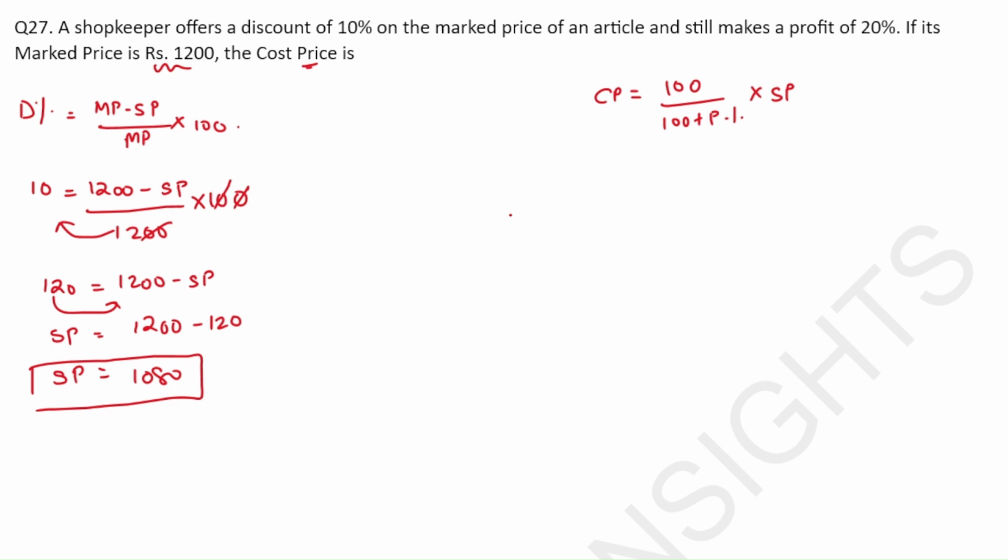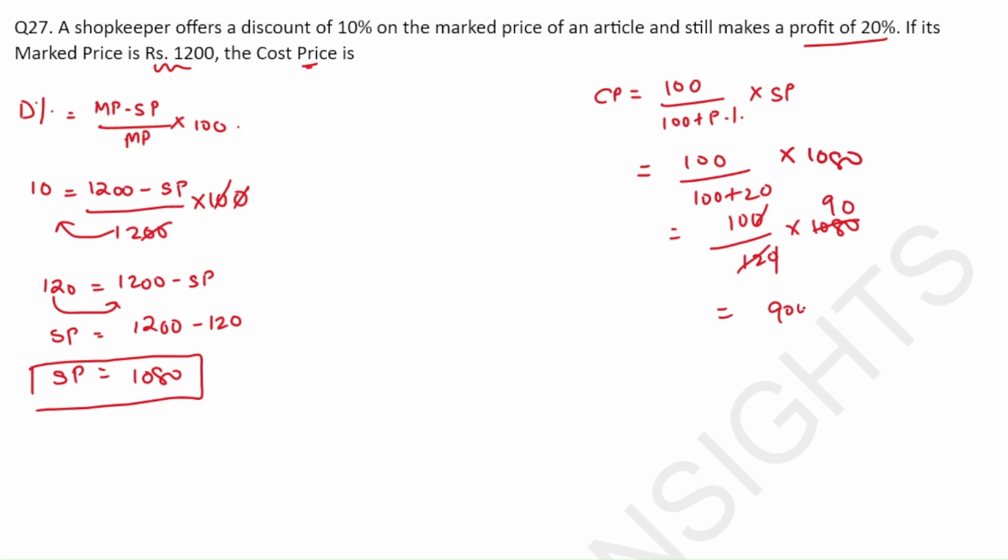Now if you put the value of SP here, then we will get the value of cost price. So this is 100 divided by 100 plus profit percentage, which is 20%, into selling price 1080. So let's solve this. This will be 100 by 120 into 1080. So zero cancel, so 12 nines are 108, so if you solve, you will get 900. So that means the cost price is 900. So 900 is the answer.